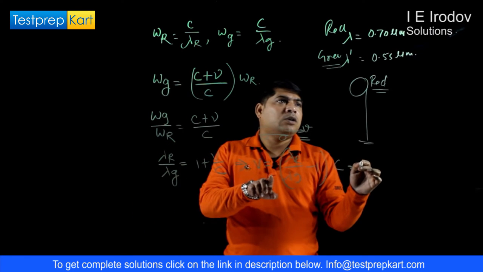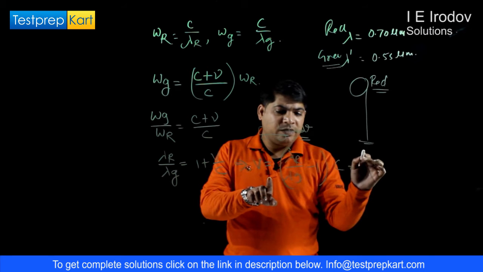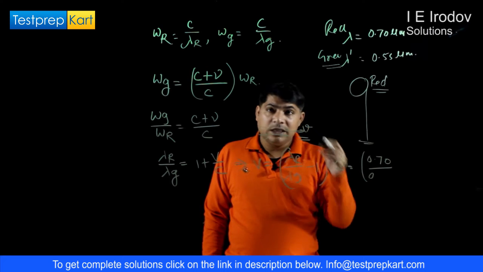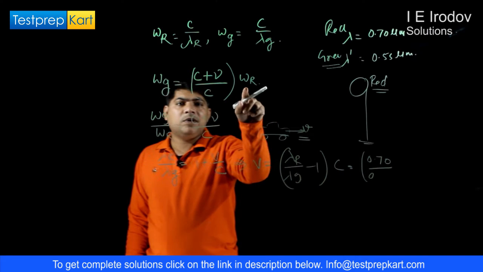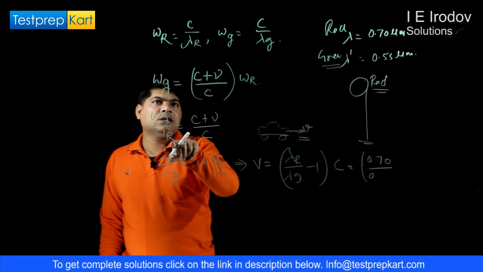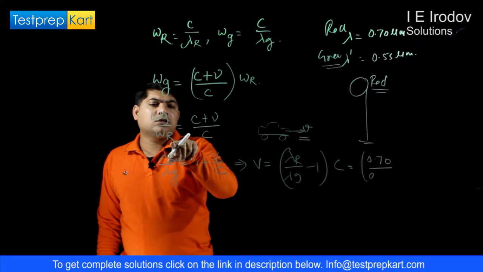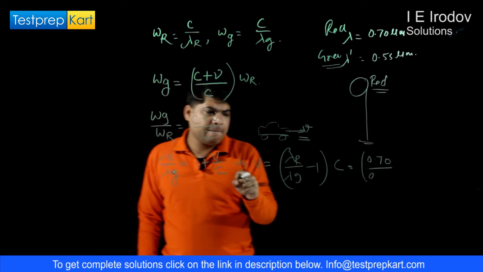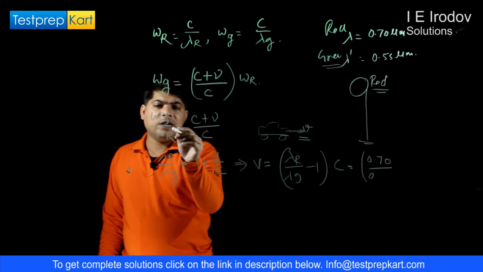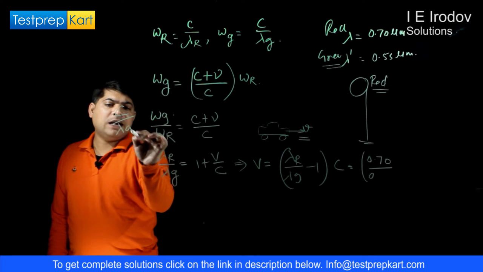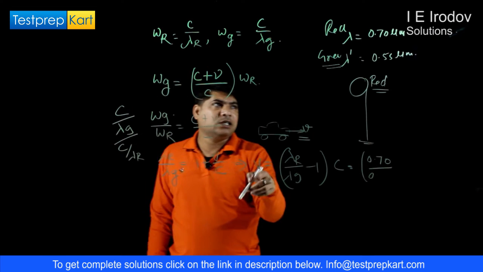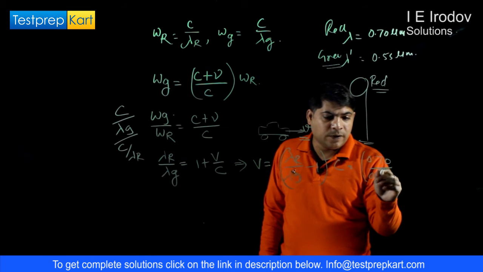Lambda r is 0.7 divided by, I think I am committing some mistake. This is lambda upon g. So if we take it on this side, then lambda over g. Okay. Right. Omega g over omega r. Omega g is C over lambda g upon C over lambda r. So from here we'll get lambda r over lambda g. Right. It is correct. Okay.